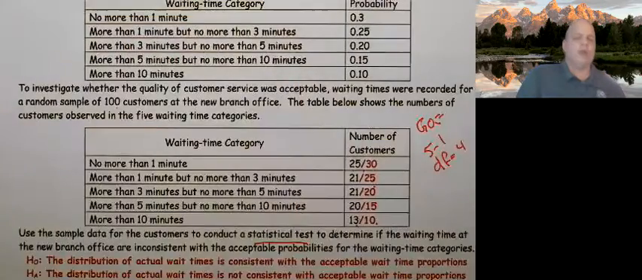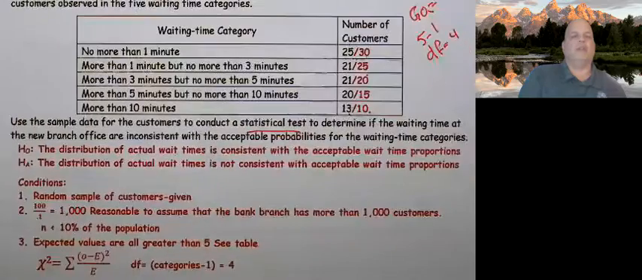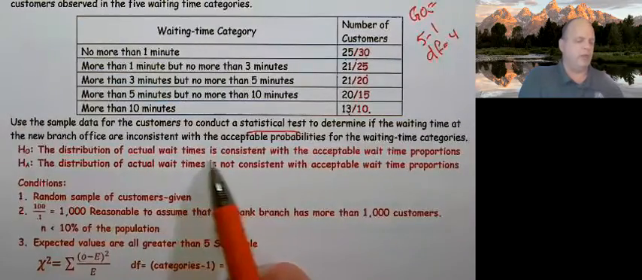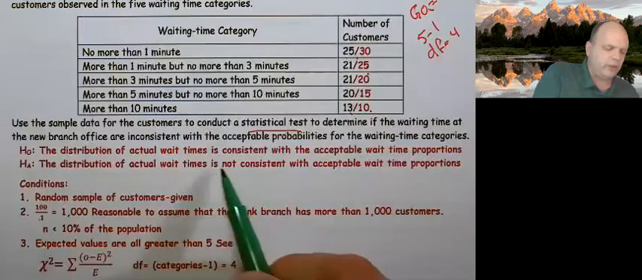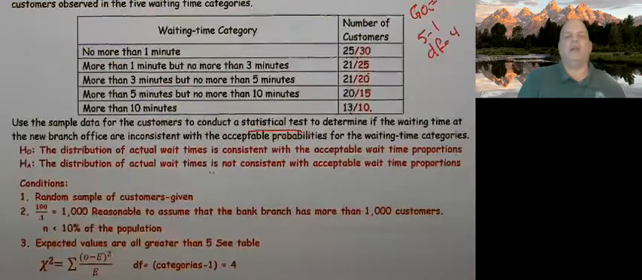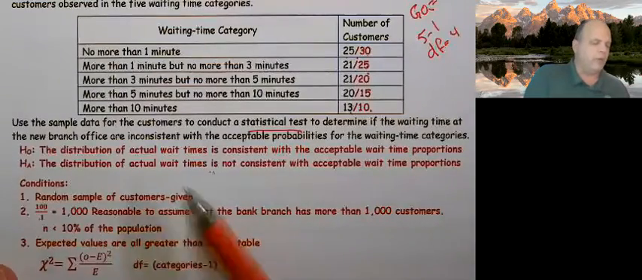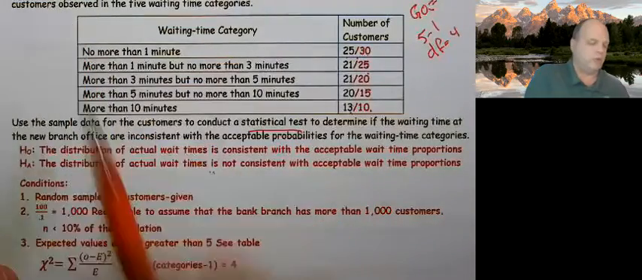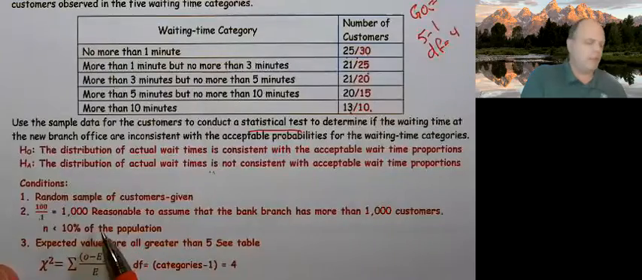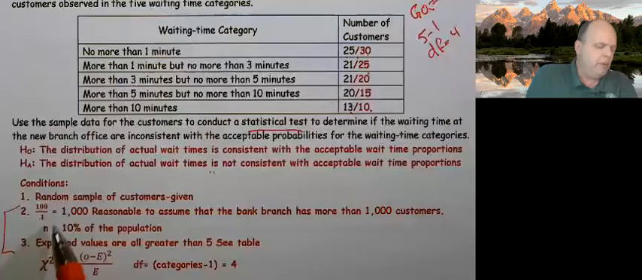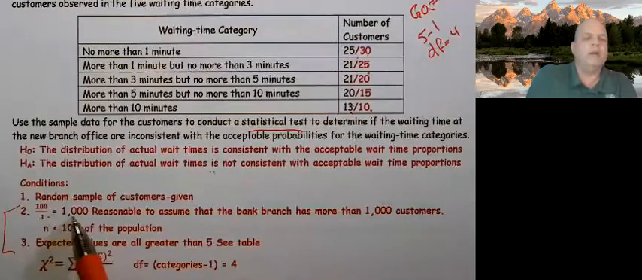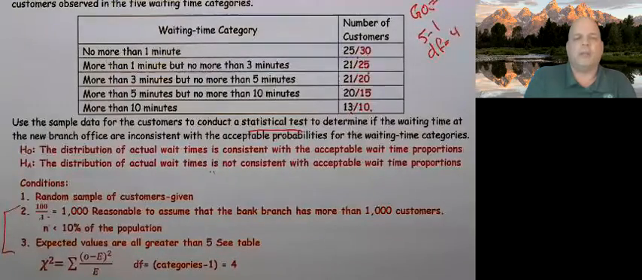Okay, so what they asked me to do: the distribution of actual wait times is consistent, because we always like to start with equal. So the null is consistent and the alternative is not consistent with the acceptable wait time proportions. Conditions: random sample. They told us that. They said they had a random sample of 100 customers, so that's a given. We need to check the Goldilocks. All right, and here we go. Not too big: 100 divided by 0.1, it's reasonable to assume that the bank has more than 1,000 customers, therefore n is less than 10% of the population.